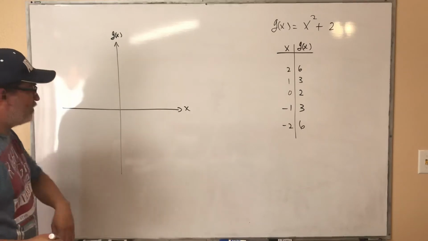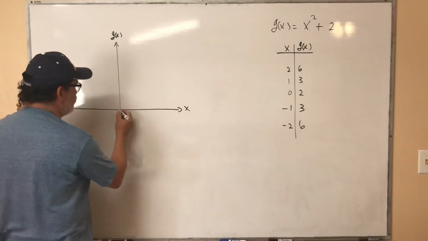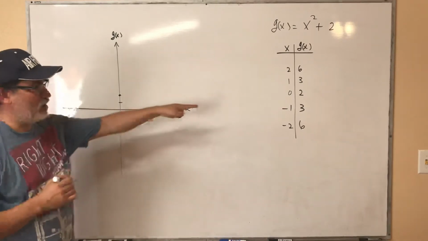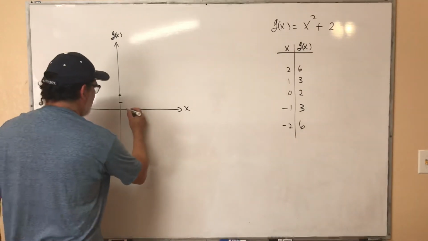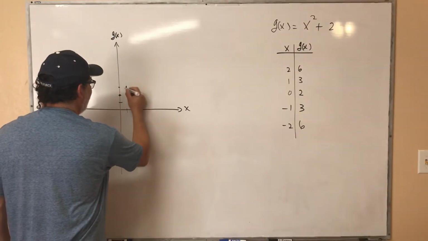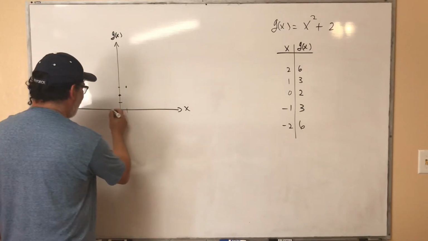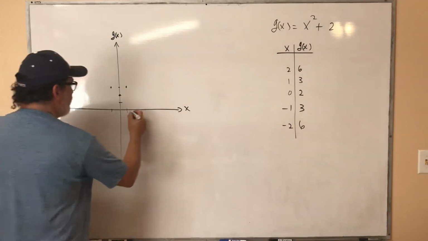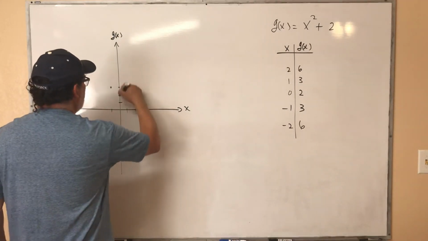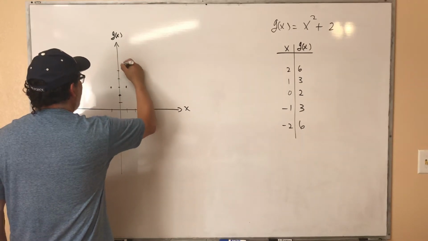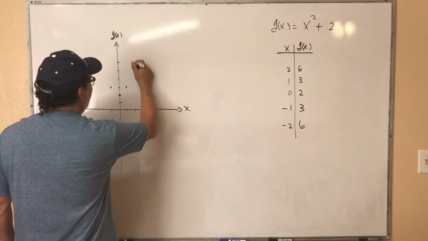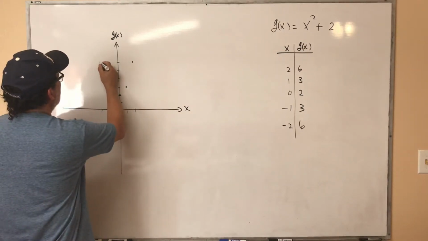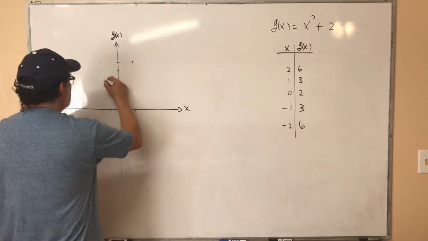All right, so here we go. When x is 0, we get 2. See it? Right there. When x is 1, we get 3. X is negative 1, we get 3. X is 2, we get 6. 3, 4, 5, 6. X is negative 2, we get 6. And so we're getting this.